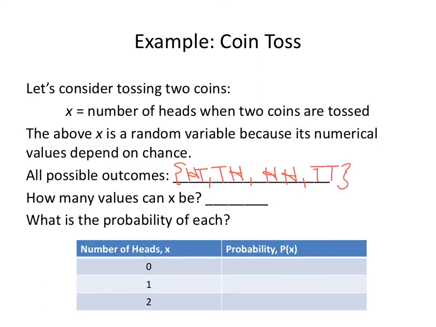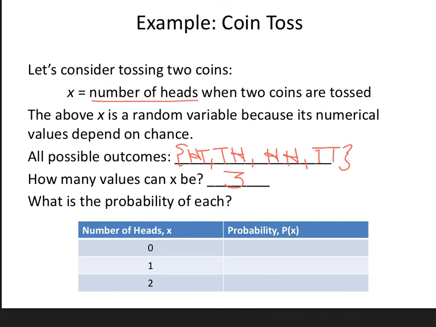So how many values can X be? Remember, we are looking at the number of heads when 2 coins are tossed. So we can get no heads, 1 head, or 2 heads. So we have 3 different values. And here you can see that I have already written those values down for you in this number of heads column. So again, we could have 0 heads, 1 head, or 2 heads.